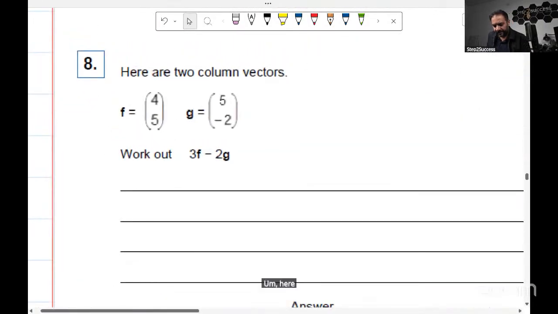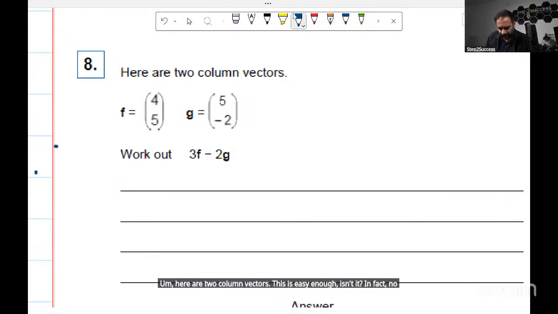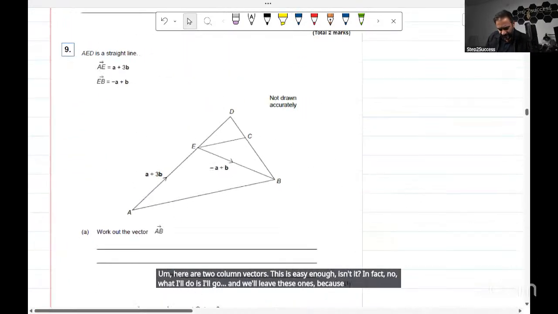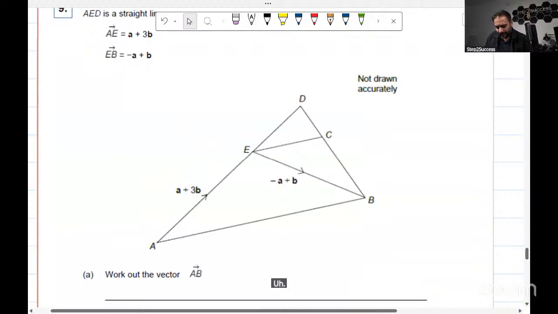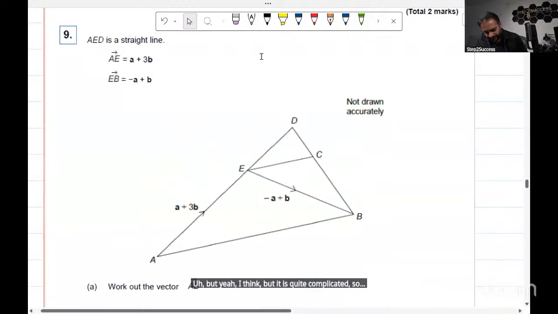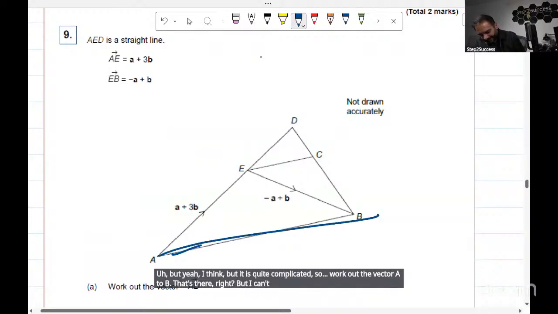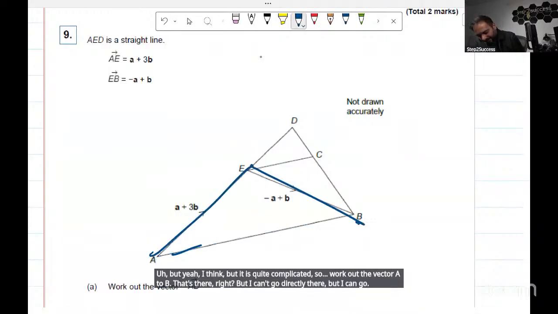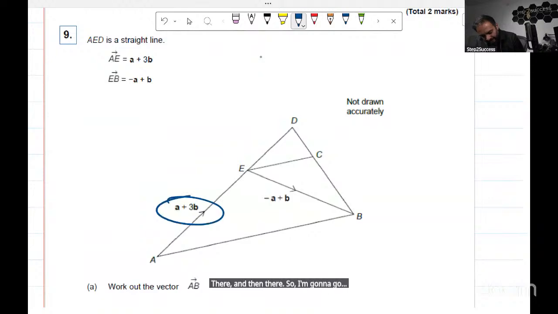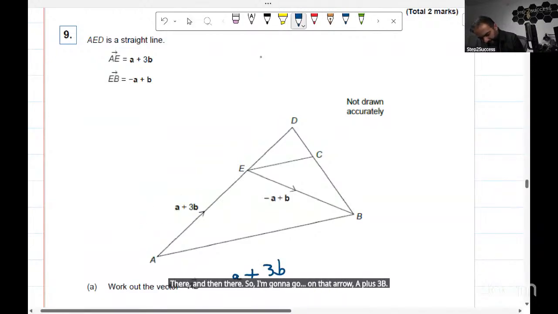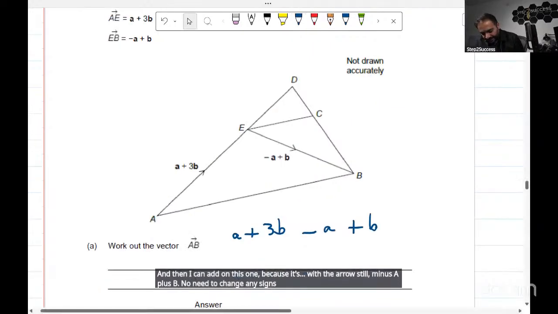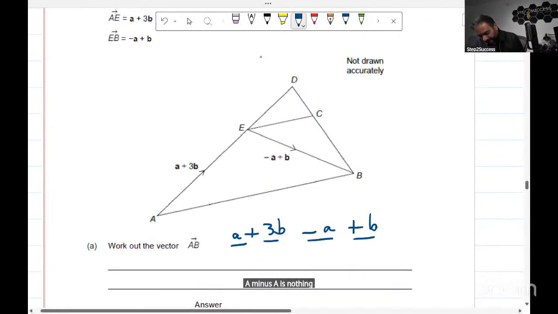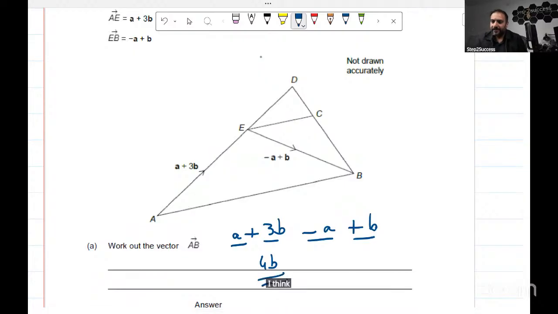Here are two column vectors. This is easy enough, isn't it? In fact, no. I'm going to leave these ones because this is easy. This one, does it have a ratio in it? It doesn't, but it is quite complicated. So work out the vector A to B. That's there, right? But I can't go directly there, but I can go there and then there. So I'm going to go on that arrow, A plus 3B. And then I can add on this one, because it's with the arrow still, minus A plus B. No need to change any signs. A minus A is nothing, and 3B plus B is 4B. I think that's the answer to that.